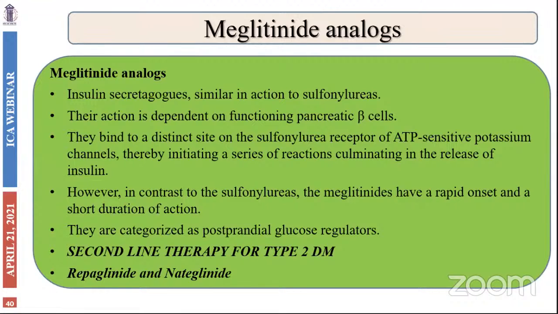Coming to meglitinide analogs, these are basically the same as sulfonylureas and are used as second line therapy of type 2 diabetes mellitus along with metformin. Two agents are available, repaglinide and nateglinide.